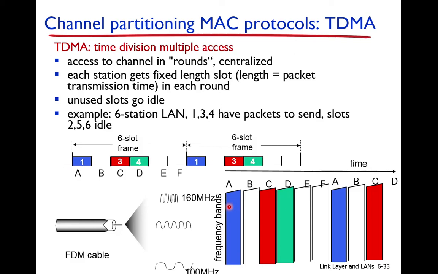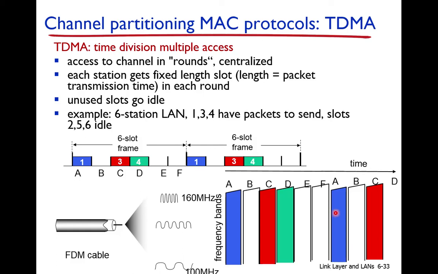For example, A is using the first slot, B is using the second slot, C is using the third slot, D is using the fourth slot, E is using the fifth slot, and F is using the sixth slot. And when they all finish, then A will use the seventh slot.